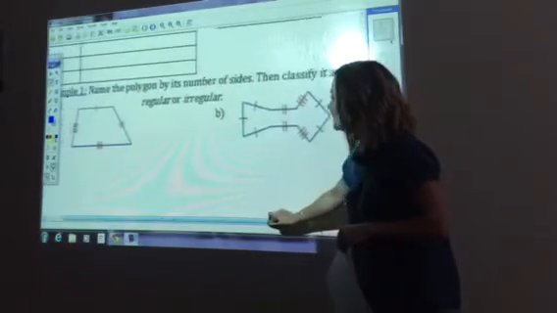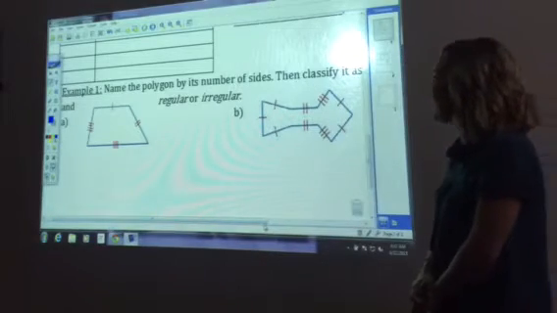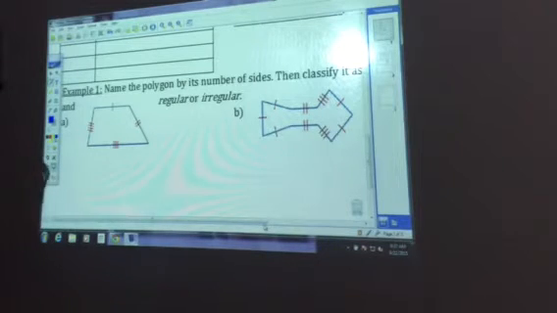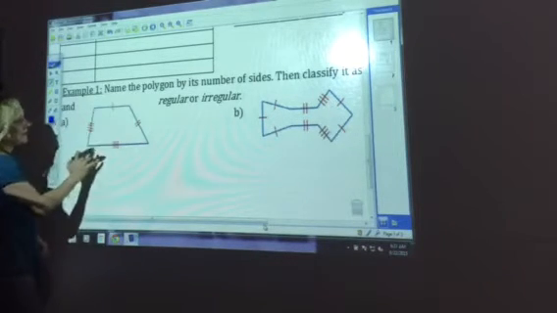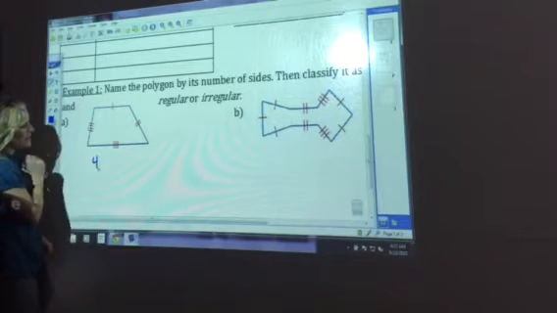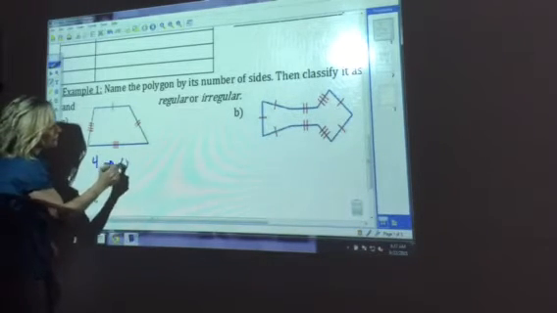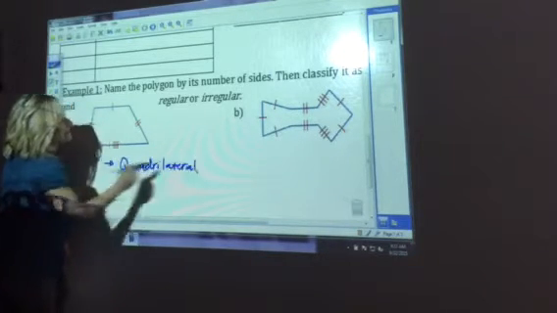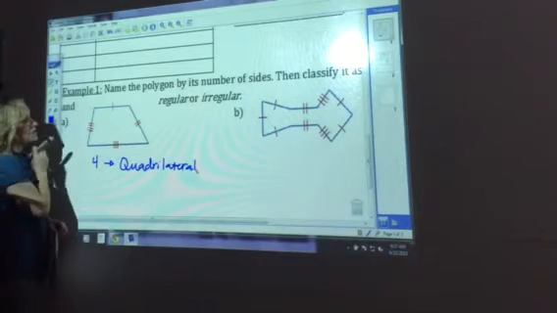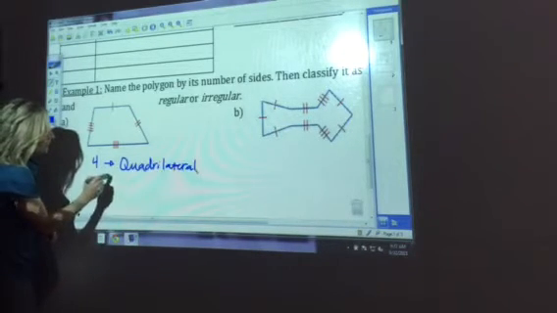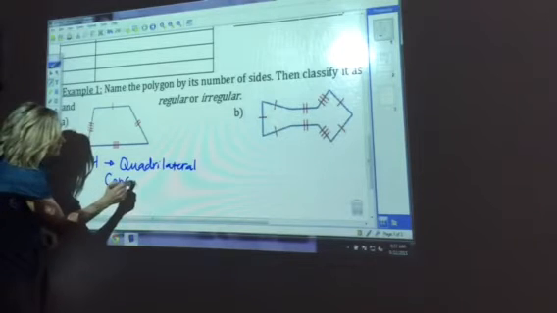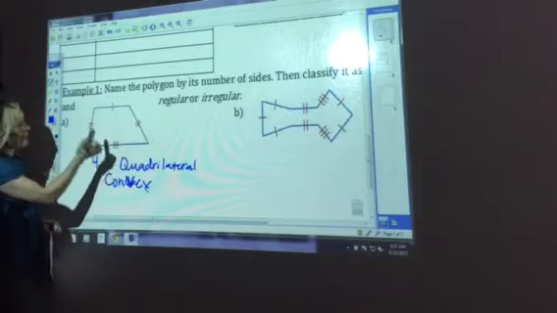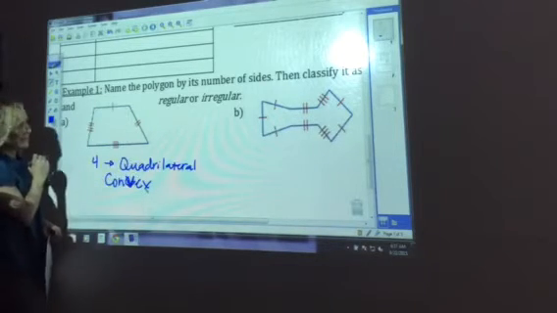Okay? So in this example, they want us to name the polygon by the number of sides, classify it as convex or concave, and then tell if it's regular or irregular. So here there are four segments. It is a four-sided figure, which would be a quadrilateral. It is either convex or concave. All of these are actually pointing out, so it would be convex. And then it is irregular because all of the segments have different lengths, okay?